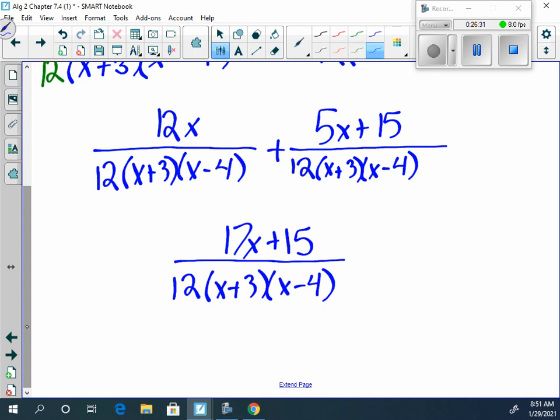Can we factor this at all? Why not? Right, 17's prime. So this is as far as we can go. And we don't have to list any restrictions, at least according to the book, because, well, they're all still there. It would be -3 and 4 if we wanted to list them, but we don't have to. Questions on this here?